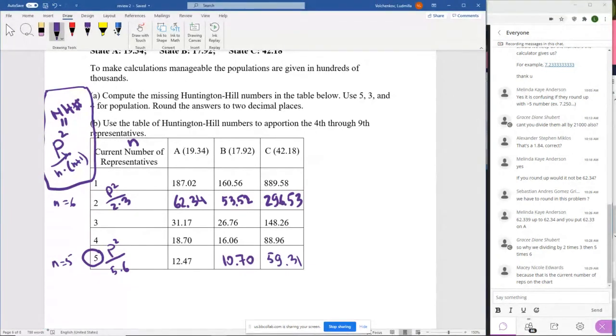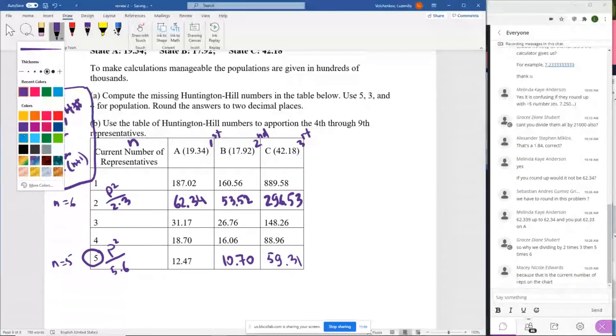Why from 4 to 9? Because first we apportion the first 3 representatives in the beginning, because every state must have at least one. So first we apportion one representative to every state, and then we look at the table of Huntington-Hill numbers to distribute the rest.